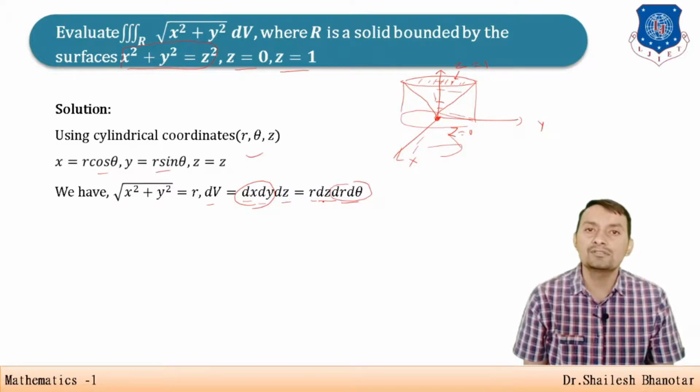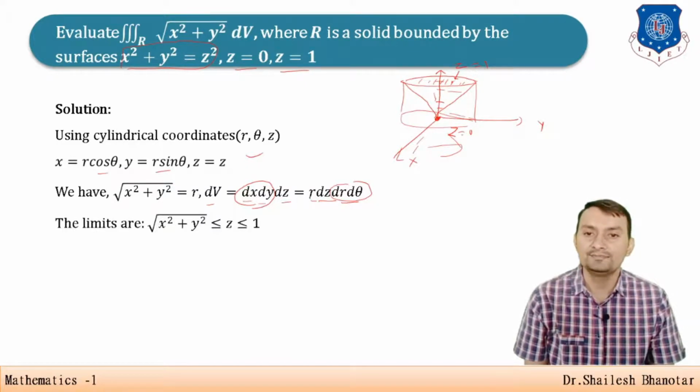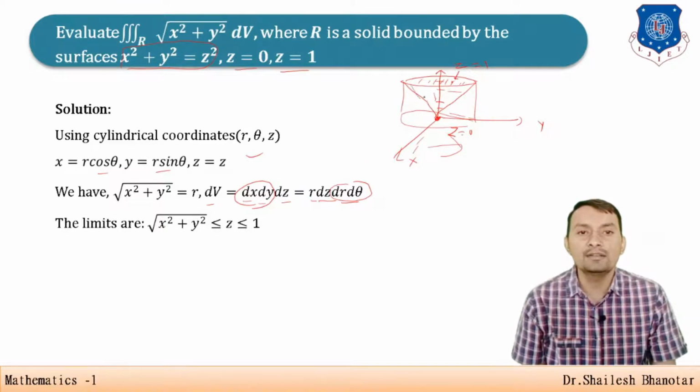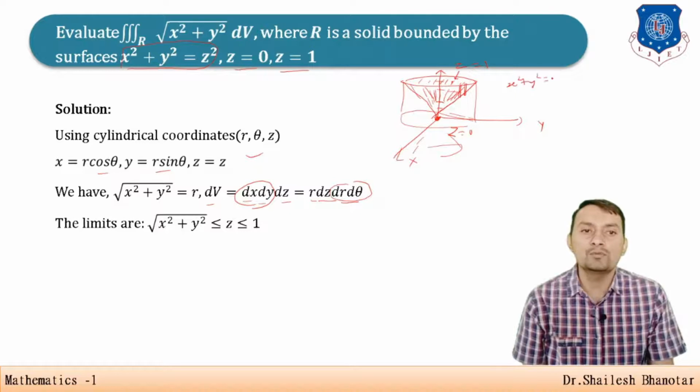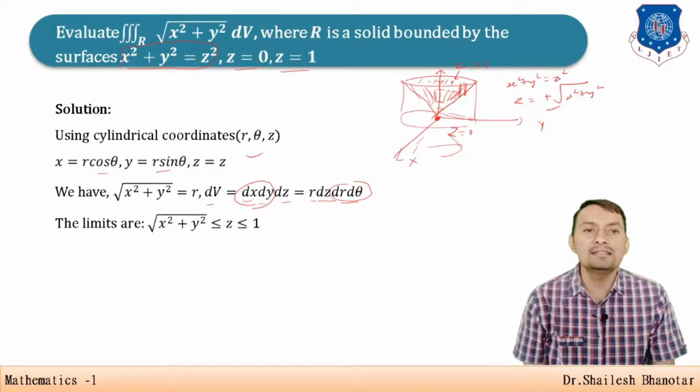But now you need to focus on the limits. How can we determine the limits? We need to consider only this one region. When I draw a line parallel to the z axis, this is the line. We have x square plus y square is equal to z square, so z is equal to plus or minus square root of x square plus y square, but it is on the upper part, so I will assume only the plus quantity. So the bottom is this one, and the top is z is equal to 1, since x square plus y square is equal to 1.